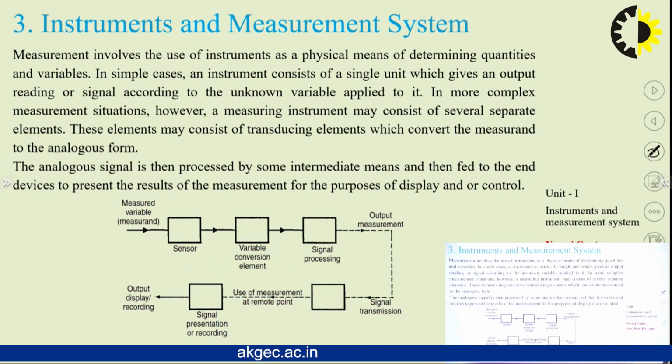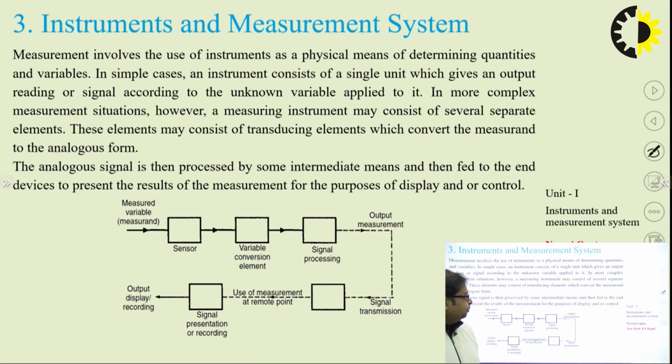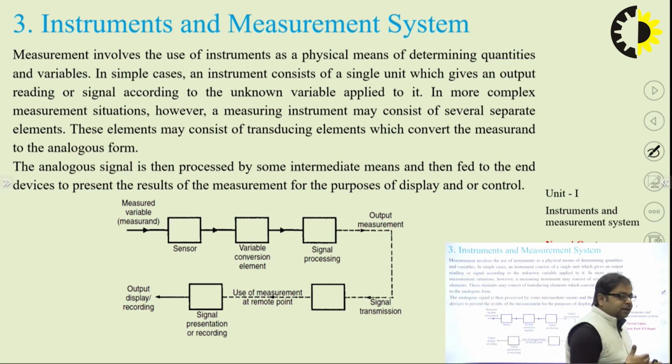Then a generalized instrumentation system, which is also known as instruments and the basic measurement system, includes the physical quantity which is being measured, the measured variable. This physical quantity is measured with the help of a sensor, which is also termed the primary sensing element, PSE.